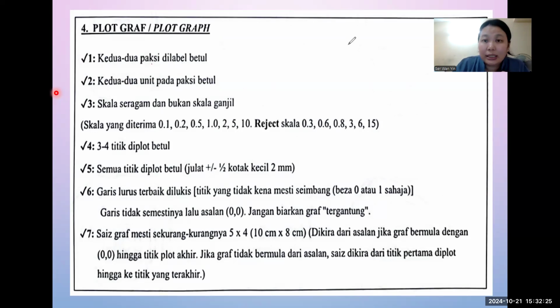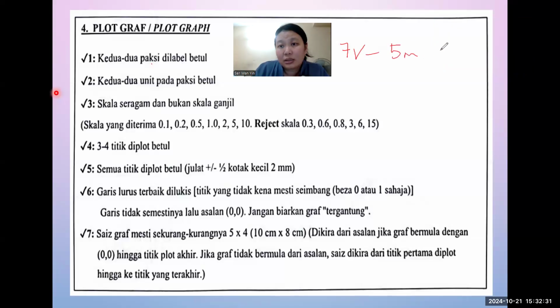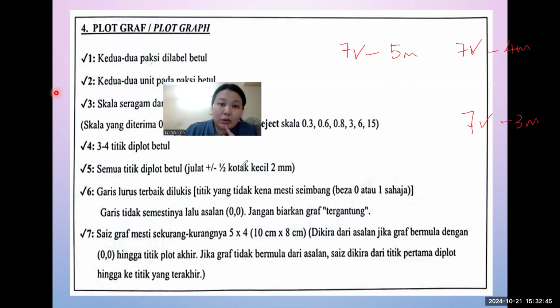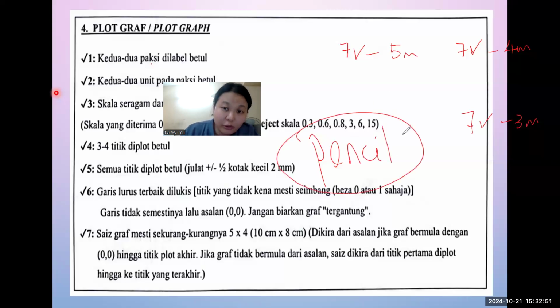Okay, so after that, if you get 7 tick, you get maybe 5 marks or 4 marks or 3 marks. Depends. Can we bring our own one for extra just in case? Cannot. So when you draw the graph, what should you do? Use pencil, in case wrong, you can rub off.